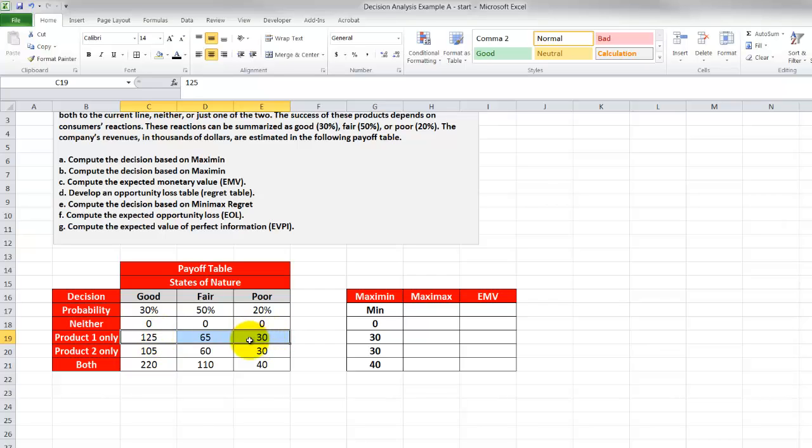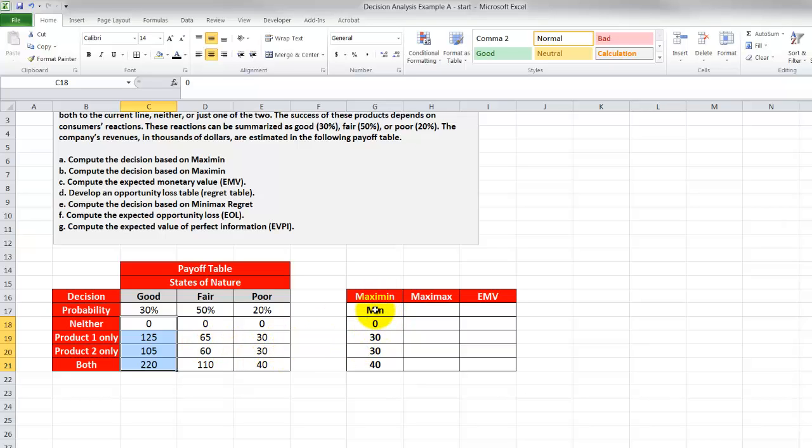The minimum actually is a 30, which would relate to the poor. Likewise, if we just launched product 2, we would also have a 30. So that's the minimum, and then finally 40. So right now you can see we're being very pessimistic as far as the values obtained from this payoff table. It would be nice, of course, to get the maximum, but that's actually the next strategy, the maxi max. But with that, of course, comes risk.